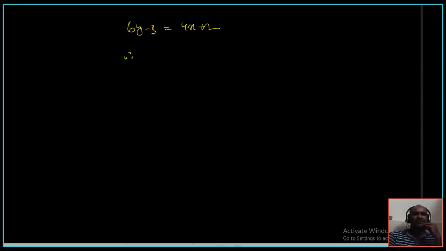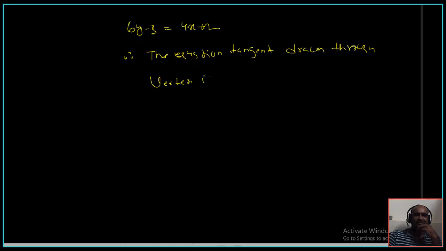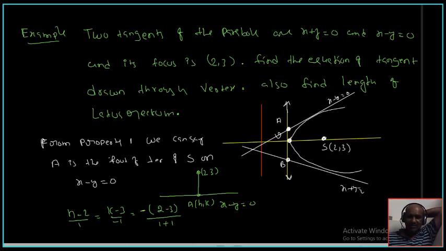Therefore, the equation of tangent drawn through vertex is 4x minus 6y plus 5 equal to 0. So what next? What do you want to find next? Okay, also find the length of the latus rectum. Yeah, just we need to find this length.